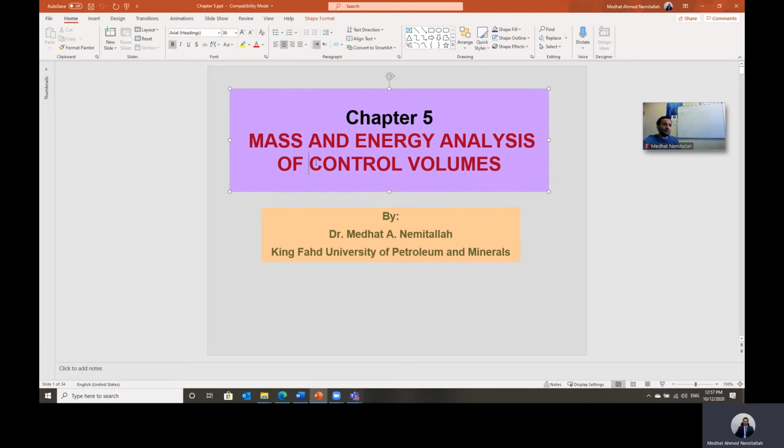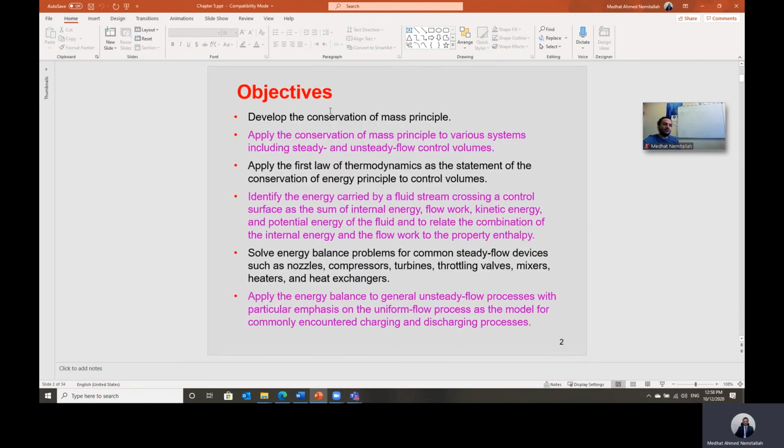We'll start today chapter 5, which is the application of the first law of thermodynamics for open systems, or what we call control volume. In this chapter, as we have mass transfer, we have to apply the mass equation in addition to the energy equation of the first law of thermodynamics. We'll develop the conservation of mass for the open system, and apply this mass equation for steady flow devices and also for unsteady flow devices.